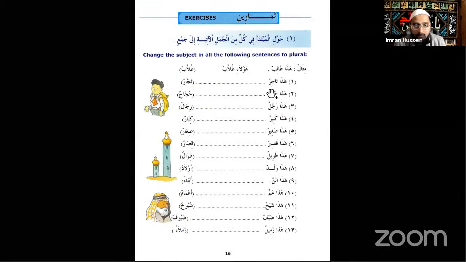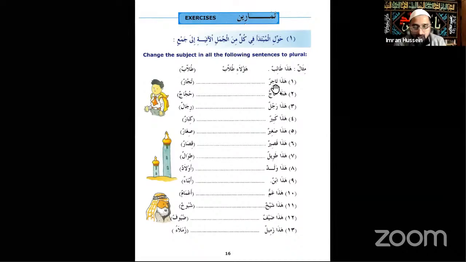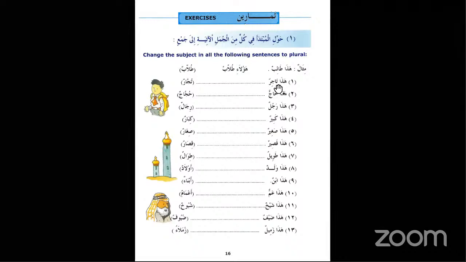Okay, here. This is a student, these are students, this is a businessman, these are businessmen. Translate as well, sister. Can you translate? He is a businessman. Those are businessmen. He is a student. Those are students. He is a haji. Those are hajis. This is a man. Those are men.